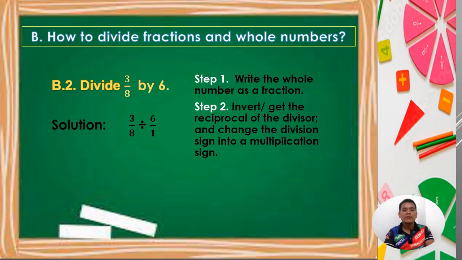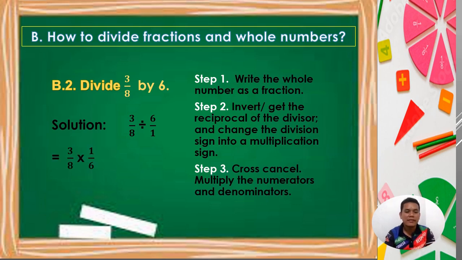Then, step 2, invert or get the reciprocal of the divisor and change the division sign to a multiplication sign. In step 3, cross cancel if you can. Try to look at it. That is 3/8. We invert 6 over 1, that becomes 1/6. And take note of our operation symbol: from division, we will change that to multiplication. So now, 3/8 times 1/6.